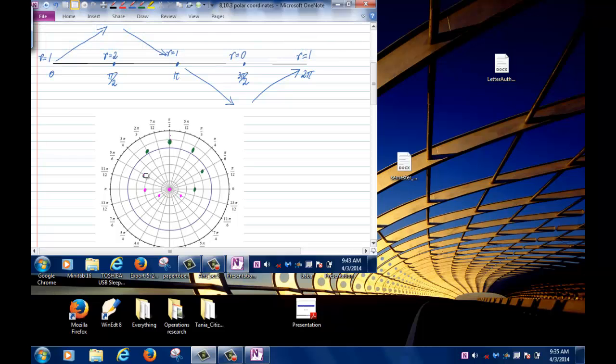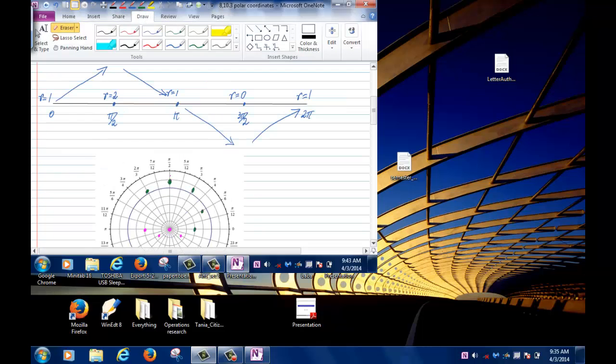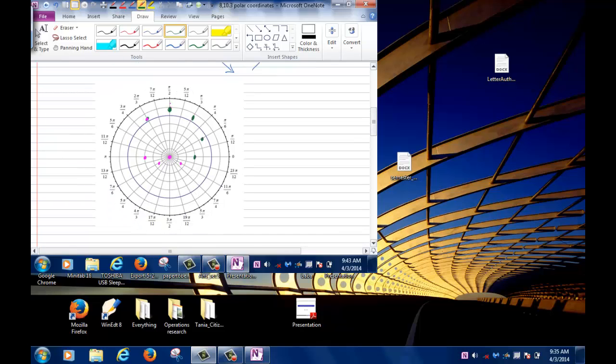Small eraser. Okay, so I would be getting right here, right? Okay, and then at pi, we're going to get this point. At 7 pi over 6, we're going to get this point. At 11 pi over 6, we're going to go into this point here. Okay, so we see what's happening now, right?